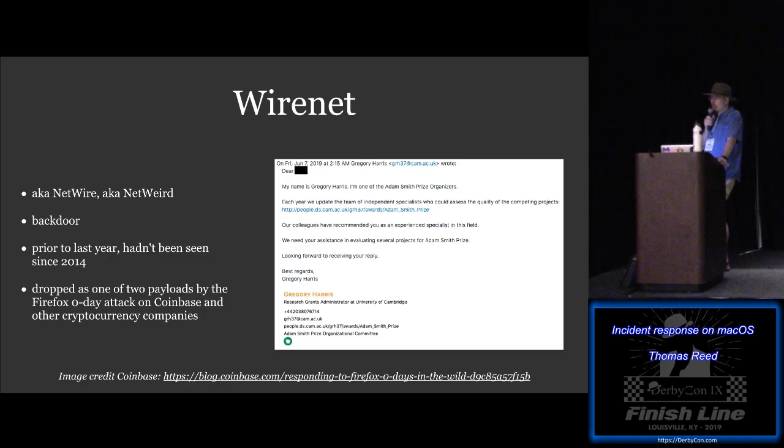This is also known as NetWire or NetWeird. It's been around for a while, but it was recently used in an attack against Coinbase and some other cryptocurrency companies through a Firefox 0 day that I'm sure you guys heard about. This is the first time this kind of thing has happened on a Mac in a while, where we had a vulnerability drop something on the system through a 0 day. So this is pretty interesting. And prior to this, NetWire or WireNet, whatever you want to call it, had not been seen since about 2014.